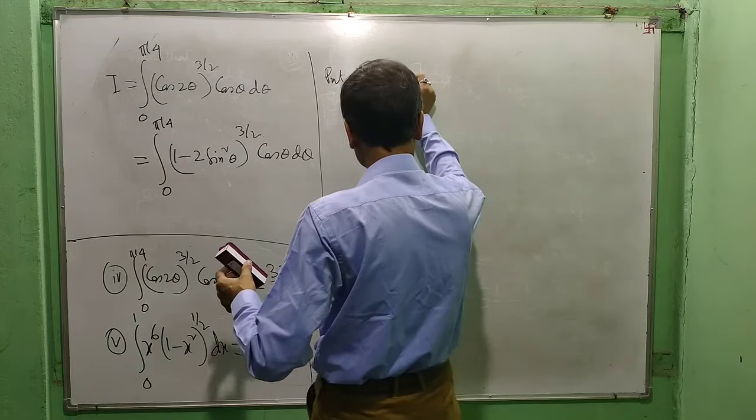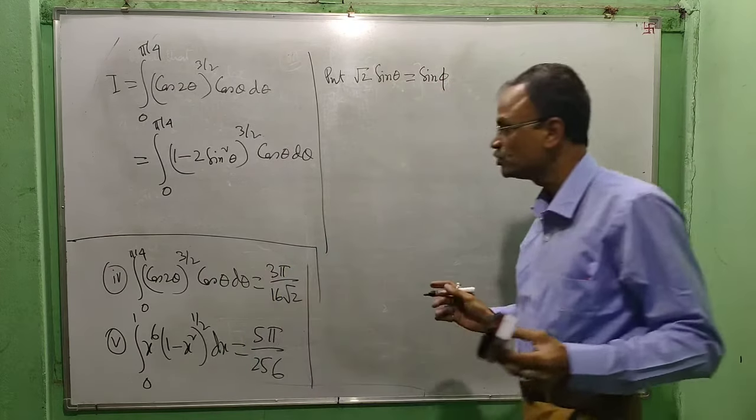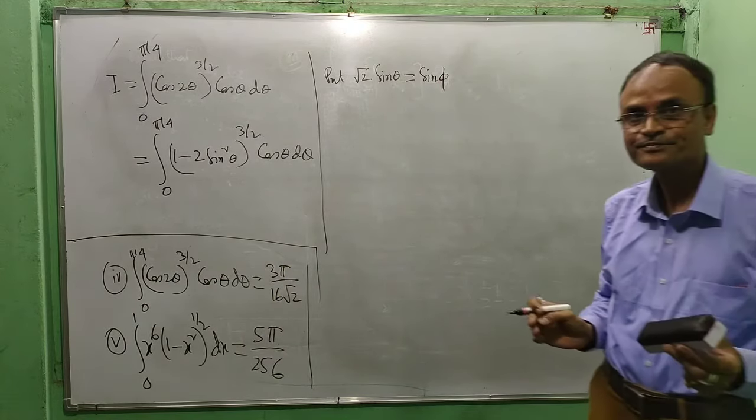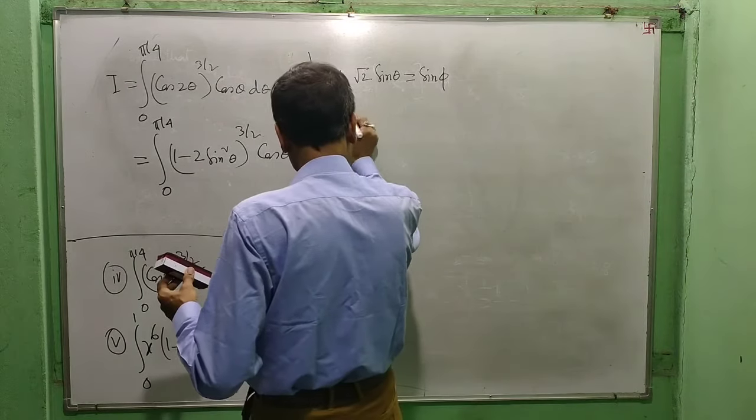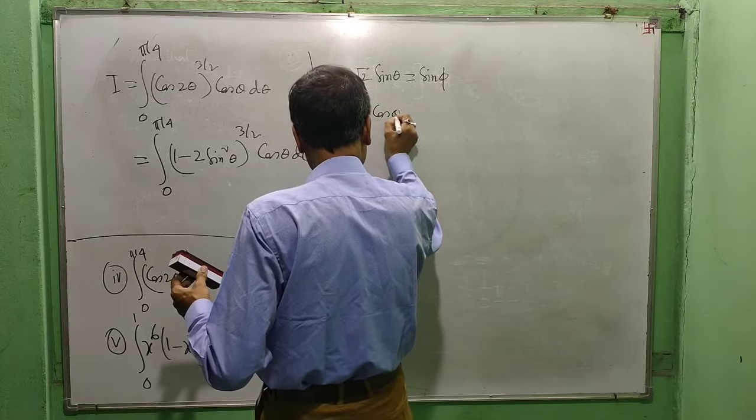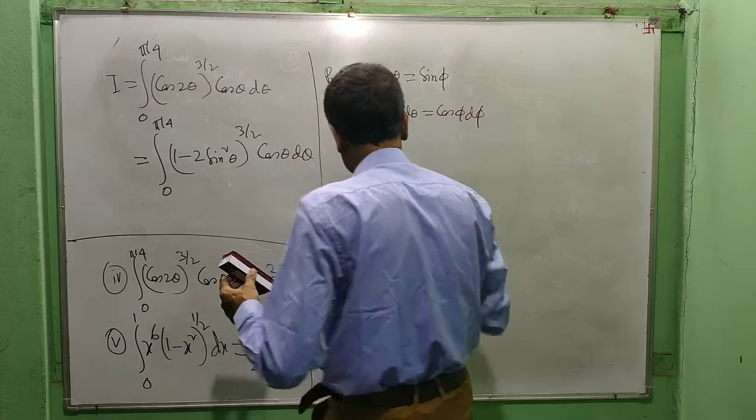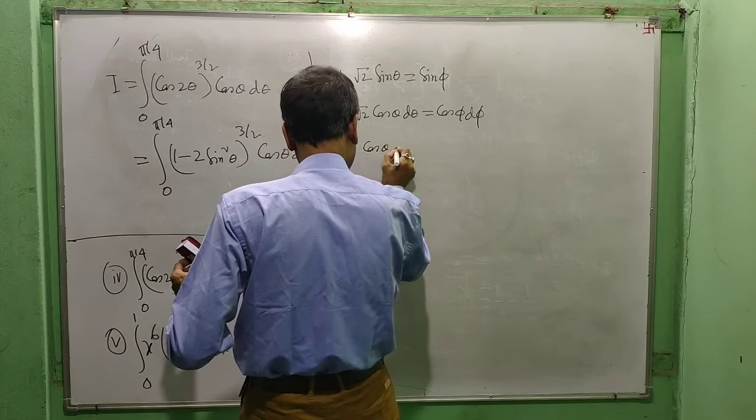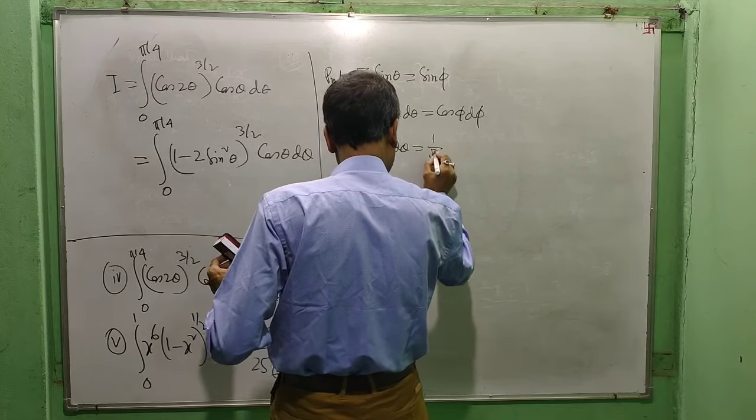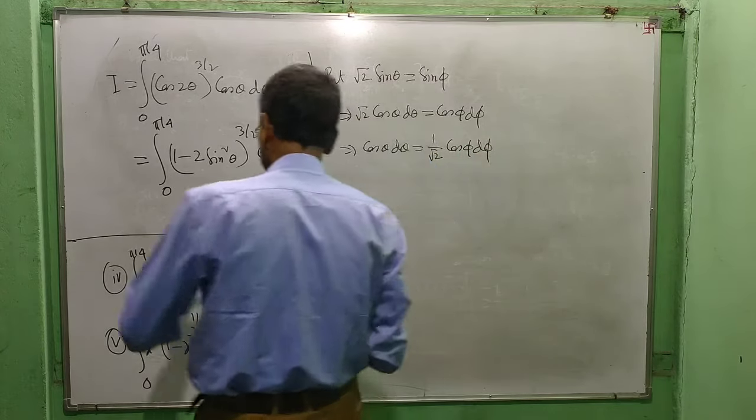For your convenience, you may write root 2 sin theta equal to sin phi. This means root 2 cos theta d theta equal to cos phi d phi. This means cos theta d theta equal to 1 by root 2 cos phi d phi. You may write like this.